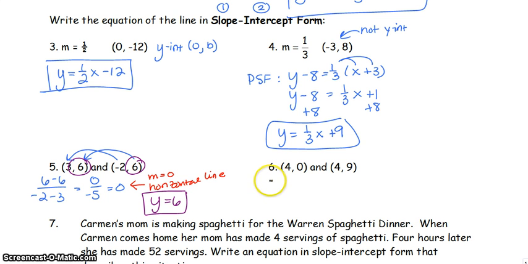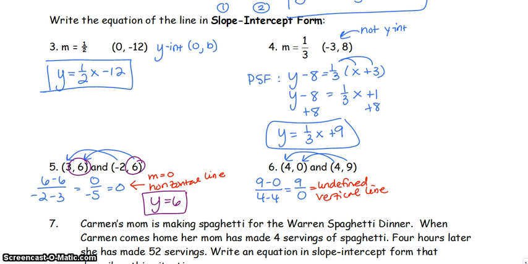Going on to number 6. Again, we go to find our slope. 9 minus 0 over 4 minus 4. That gives us 9 over 0. We have an undefined slope, which means we have a vertical line.